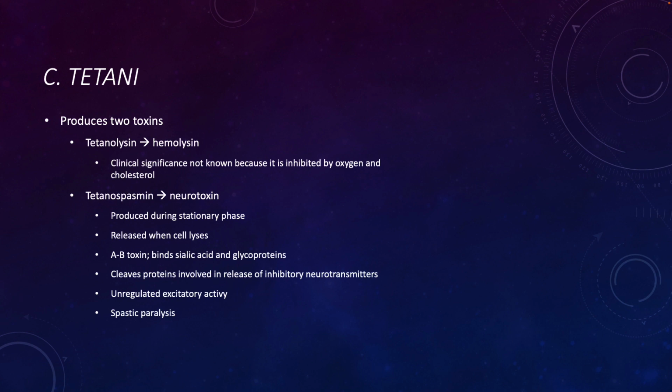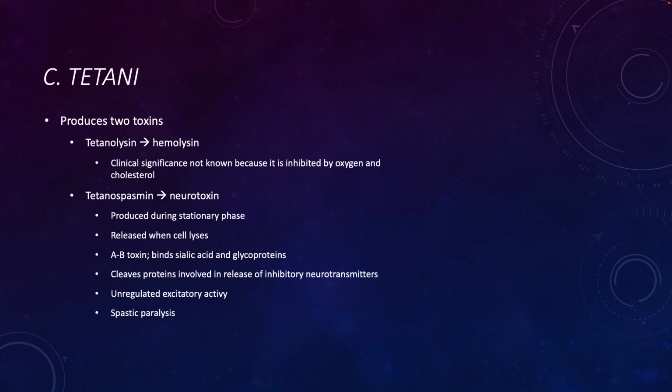It is a neurotoxin. This toxin is produced during the stationary phase of bacterial growth, which is technically not growth, but okay. And it can be released when the cell lyses. So it's not one that they secrete, it's as the cells die and lyse, they will release the toxin. It is an AB toxin. The binding domain will bind sialic acid and glycoproteins on nervous cells.